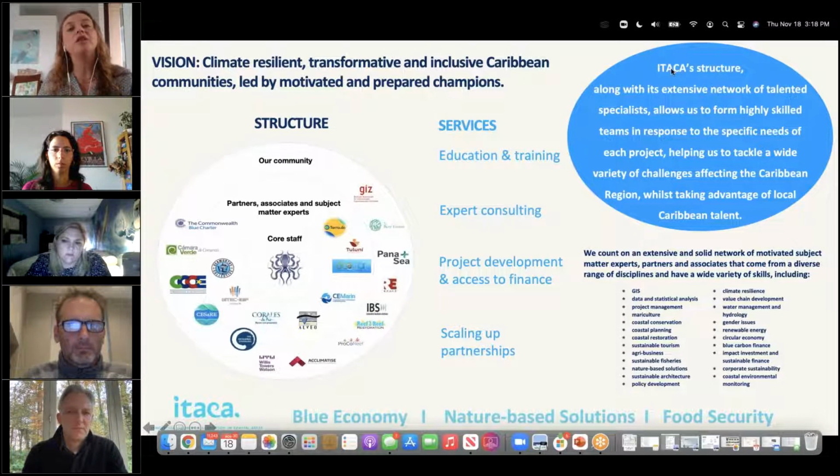Of course, there are differences between each of the islands, but some of the problems faced due to climate change are very similar in terms of water scarcity, of coastal erosion, of hurricane damage. So we try to see how we can replicate things across the region by building partnerships and forging alliances between actors in these different islands.